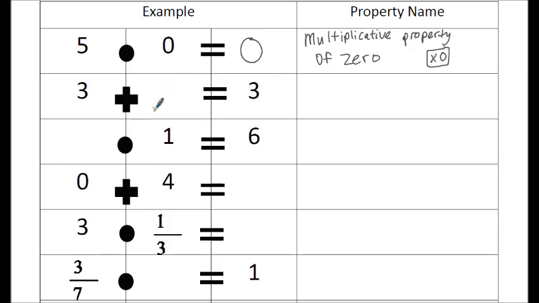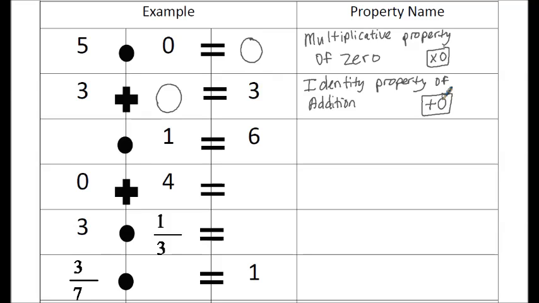Now 3 plus something would give me 3. I need to figure out what that additive identity element is. When I add 0, it doesn't change the number or the identity of that number. So we just used the identity property, but we didn't change the identity when we were adding. So that is the identity property of addition. So every time you see where you're adding 0 and not changing the identity, that's going to tell you to do that property.